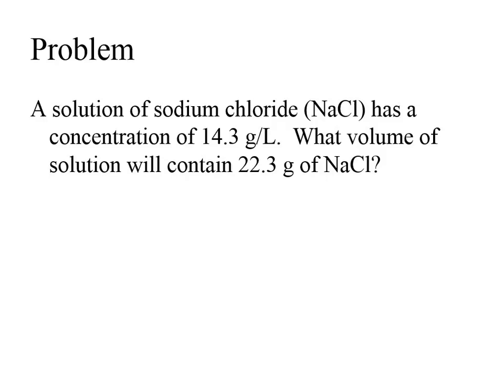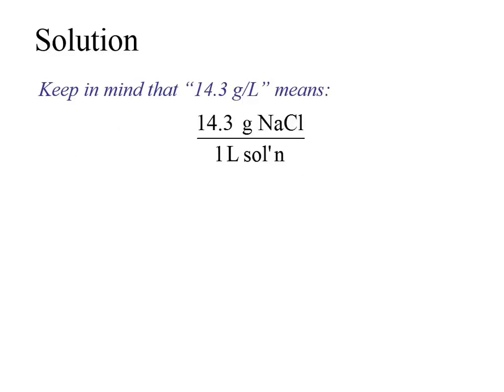So this one, when we work it, our first term is going to be that 22.3 grams over 1, and then we're going to use our concentration as what we call a conversion factor to get from grams to liters. It reminds me of density. When we did density before, density is in grams per milliliter, and I always said you have to unpack that. That's grams per 1 milliliter. And so the same thing here. So 14.3 grams per liter means 14.3 grams of NaCl per liter of solution.